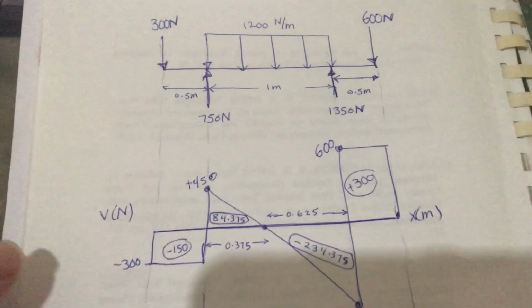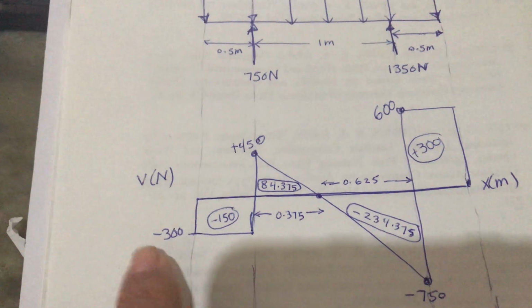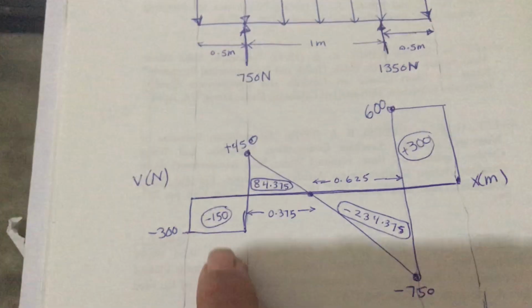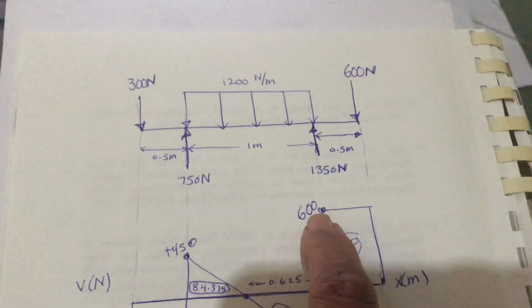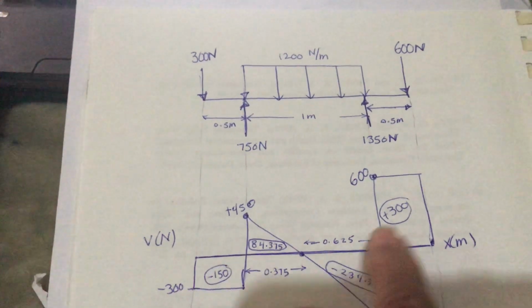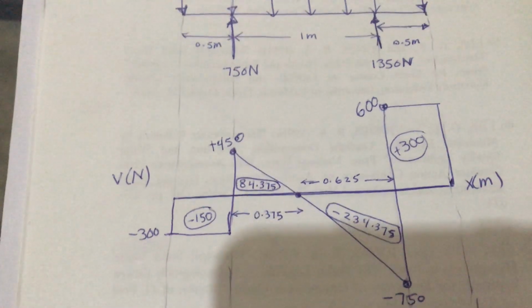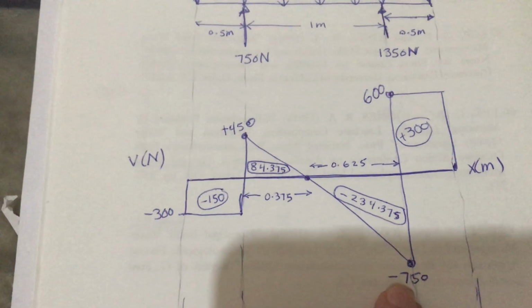Now, in order to find the moment, we have to find the area under the shear. So this is very simple. Minus 300 times 0.5 is minus 150. Let's do this later on. This is 600 times 0.5, which is 300. So minus 150 and 300. Now, let's find the area under this curve. So how could we do it? Remember, this is 450 and this is minus 750.